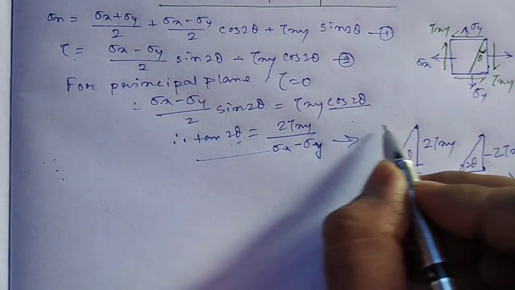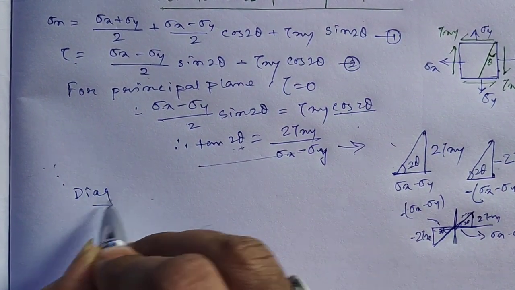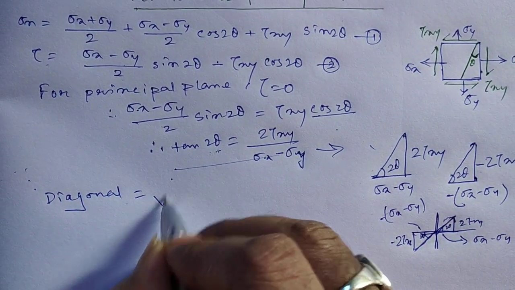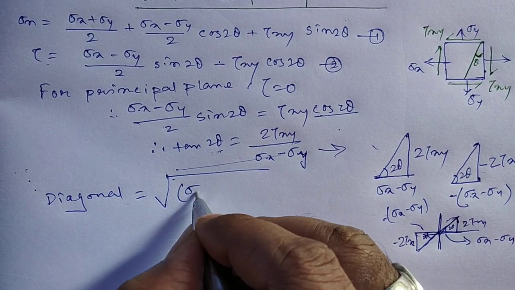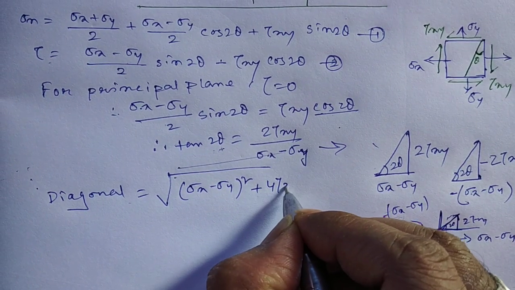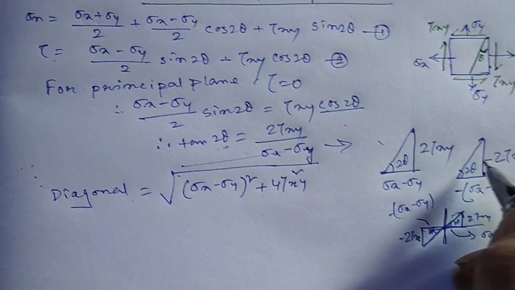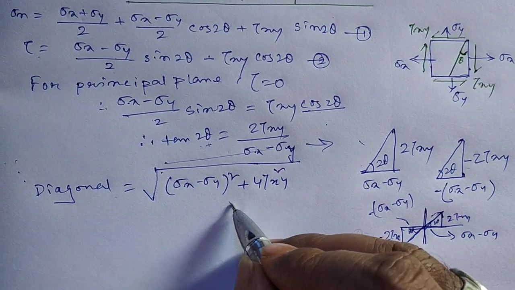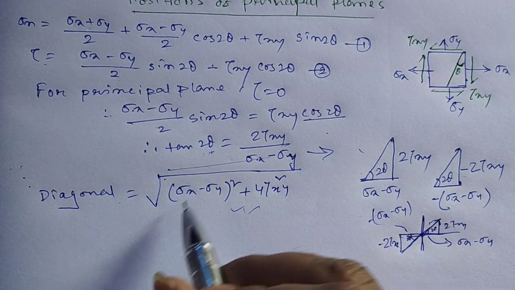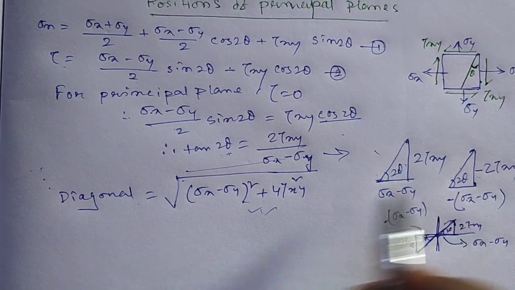Now if you consider the diagonal value, what will be the diagonal value for this particular triangle? The diagonal value will be equal to root over (sigma x minus sigma y) square plus 4 tau xy square, right, for this triangle. And you can see for this triangle also this will be the diagonal value, because if you square this and this, the negative sign will not be there. So the diagonal value will be the same for this condition and for this condition.